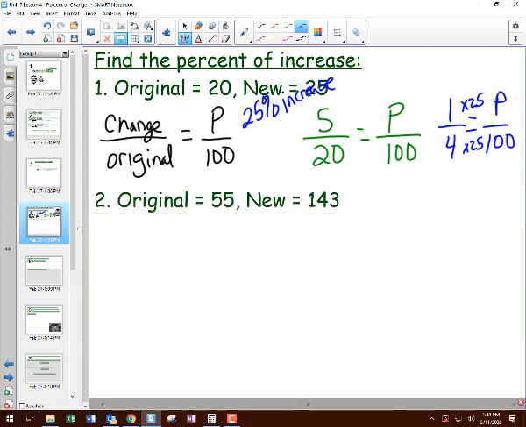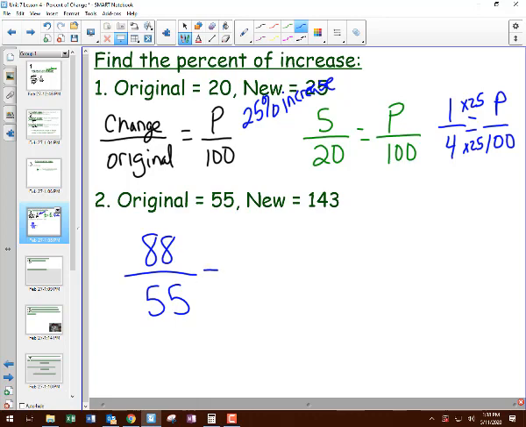Moving on to the next one here, number 2, we need to find that change. So if the original is 55 and the new is 143, we subtract that away and we'll get 88. Now, what's the original? That's the 55. So right away, our change is larger than our original. That's going to mean that our percent is over 100. Well, let's think about that for a minute. Can you have a percent over 100? Absolutely. That just means it's more than doubling.